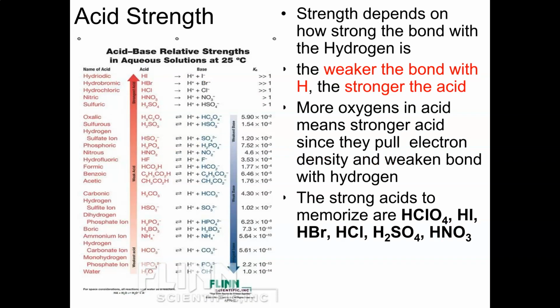All right, here's some different acid strengths. So it depends on how strong the bond is with hydrogen. The stronger the bond with hydrogen, the weaker the acid. So strong H bond equals weak acid, because it doesn't want to break apart. If you have a really strong attachment to hydrogen, you're not going to want to dissociate. If you can't dissociate, you're a weak acid. Simple as that. You have to completely dissociate to be considered a strong acid. Vice versa, the weaker the bond, the stronger the acid.